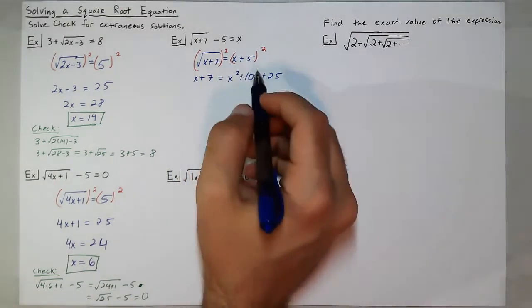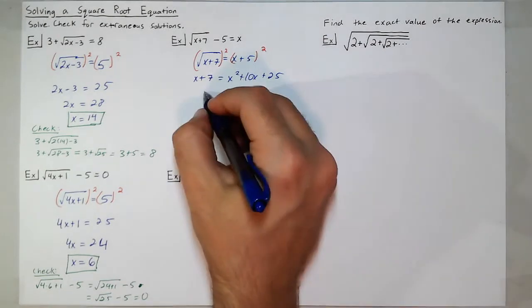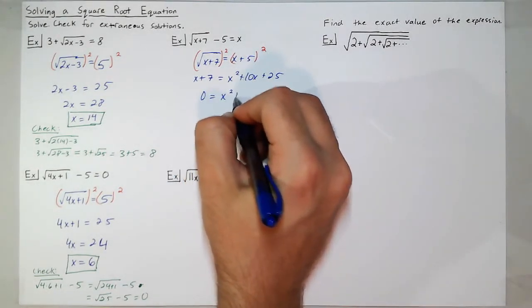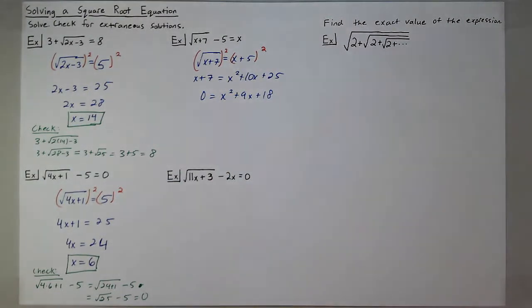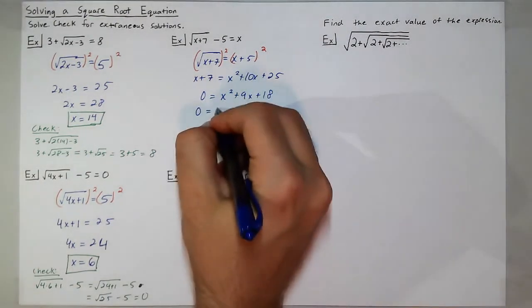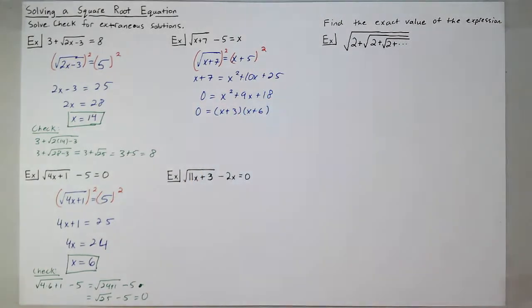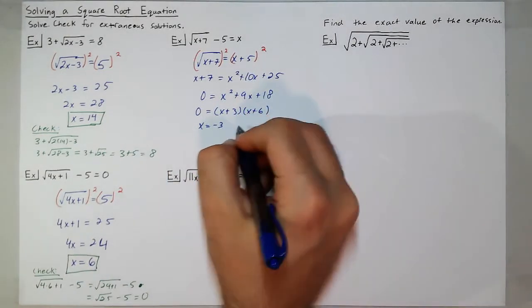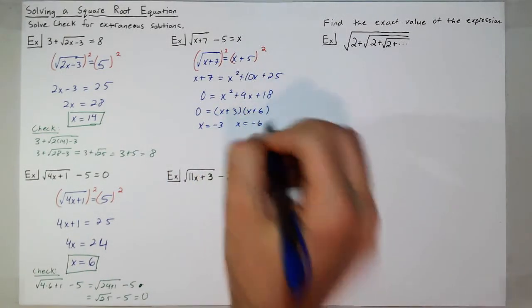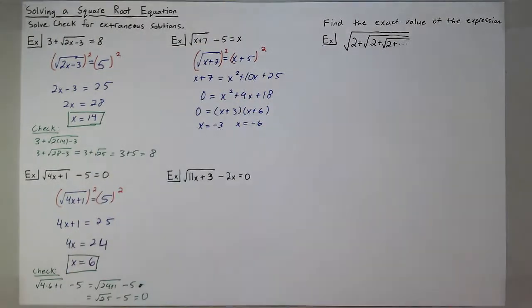Now, this is now a quadratic equation, so I'll have to move everything to one side and factor. So I'll have x squared plus 9x plus 18. I'll factor that, and it'll give me x plus 3 times x plus 6. And my two solutions will be x equals negative 3 and x equals negative 6. And I want to make sure it is a correct answer, so I'm going to check both of these.